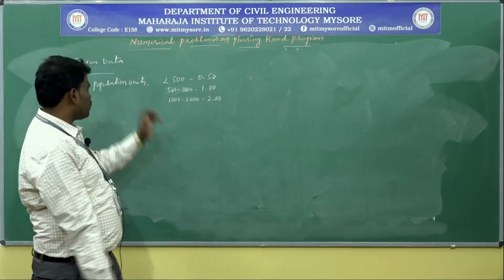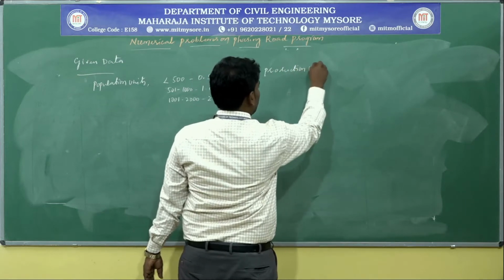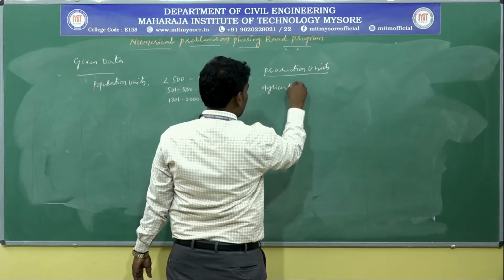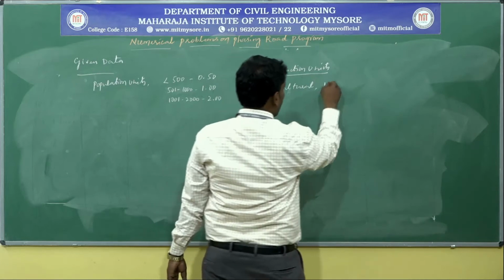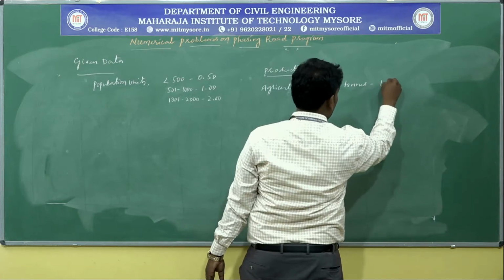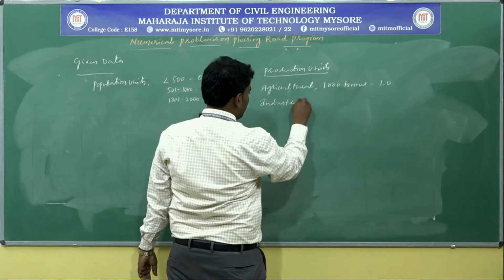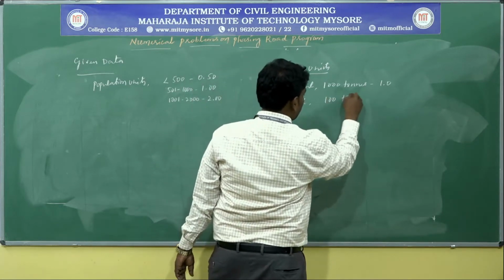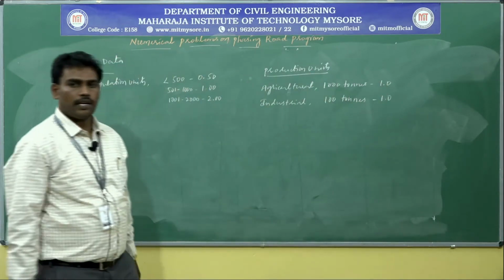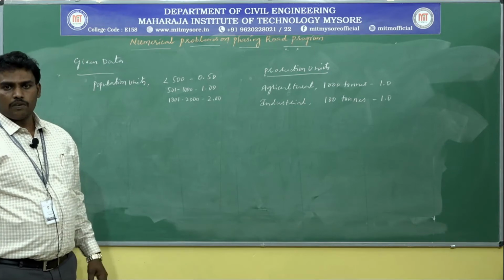So in addition to the population units, they have also given the production units. For agriculture products, 1000 tons is equal to 1 unit. And for industrial products, 100 tons is equal to 1 unit. This was the given data in the problem.